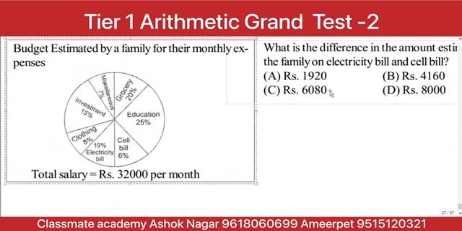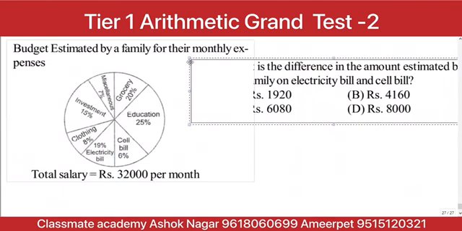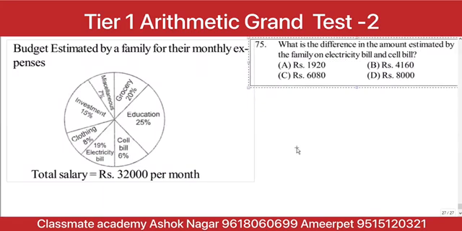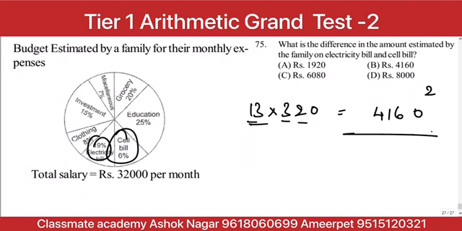What is the difference in the amount estimated by the family on electricity bill and cell bill? See, electricity bill is how much? 19. Cell bill is what? 13. 13% of 32,000 is simply 13 into 320. 13 2s are 26, 3s are 39, 41. 4160 is the answer. Okay.